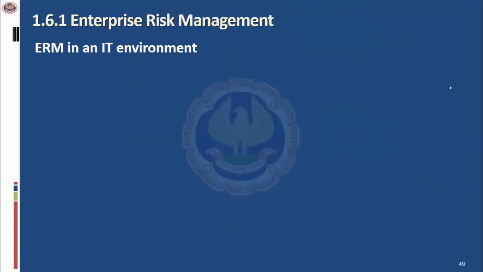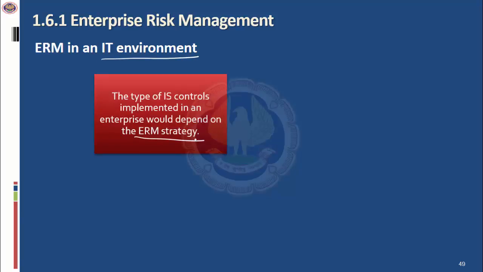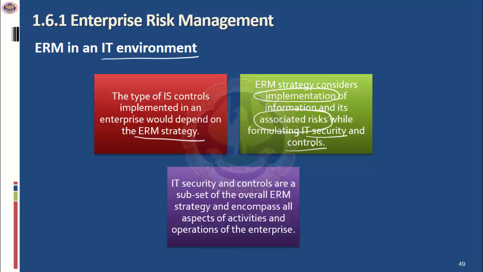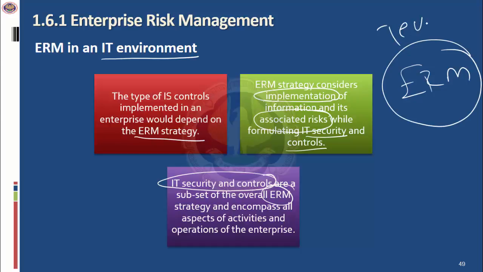Now let's look at the relationship between enterprise risk management and an IT environment. What type of controls you need to implement would depend on the enterprise risk management strategy. The enterprise risk management strategy has to consider how the information is processed and what type of information technology is implemented. You also need to understand the associated risks, and based on that, you need to formulate the security and the controls. IT security and controls which are implemented in an organization are a subset of ERM. So it means if you want to have ERM in an entity which is using technology, you can achieve it only by implementing the right level of IT controls. I hope this is clear.